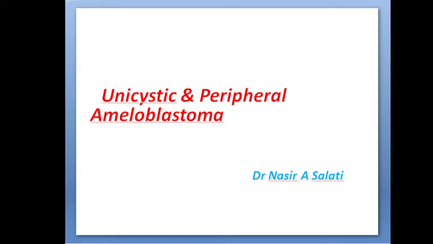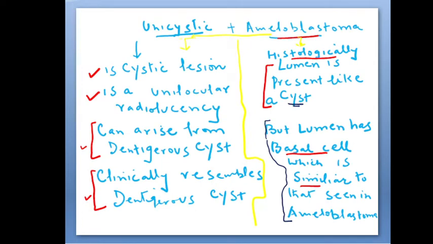Today we will discuss basic concepts of unicystic and peripheral ameloblastoma along with multiple choice questions. Now, the term unicystic ameloblastoma is made of two terms, unicystic and ameloblastoma. Now, why the term unicystic? It is a cystic lesion, a unilocular radiolucency that can arise from a dentigerous cyst, and clinically it also resembles a dentigerous cyst.